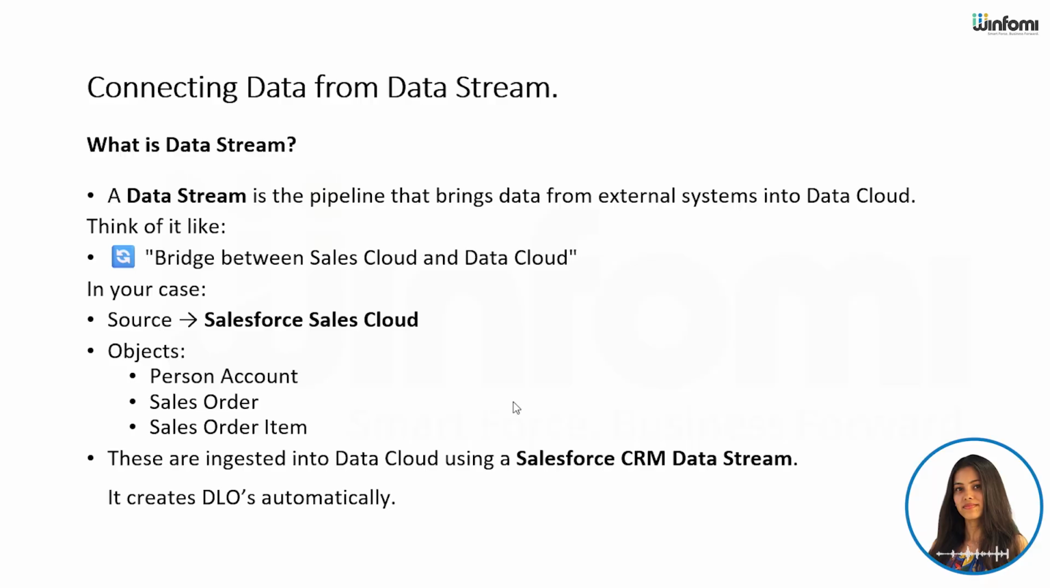The first step in Salesforce Data Cloud is connecting data from a data stream. So we'll quickly look into what a data stream is. A data stream is basically the pipeline that brings data from an external system into Data Cloud. You can think of it like a bridge between the Sales Cloud and the Data Cloud. In our case, we are using the Salesforce Sales Cloud data, and we are taking the objects person account, sales order, and sales order item. We are ingesting into Data Cloud using the Salesforce CRM data stream, and as soon as the data stream is created, the data lake object is also automatically created.